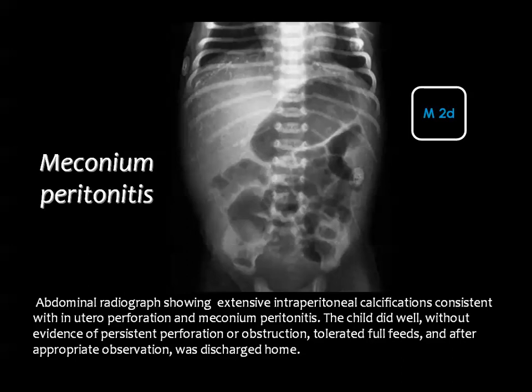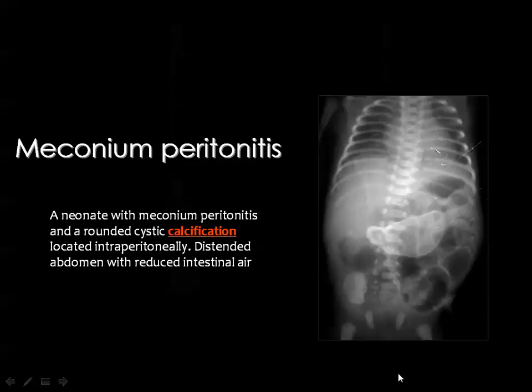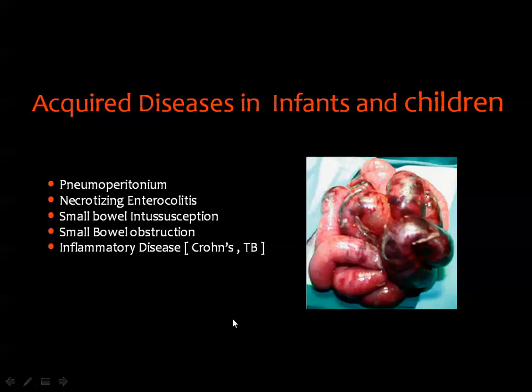Meaning that if you see a case with calcification in the peritoneal cavity of a neonate, this means that he has some sort of perforation and meconium peritonitis, and this is not a surgical emergency. If the patient is doing well and tolerating the feeds, he can be managed conservatively without any need for surgical intervention. Then if you see calcium like a mass or like foci in a neonate, you think thoroughly of the possibility of meconium peritonitis.